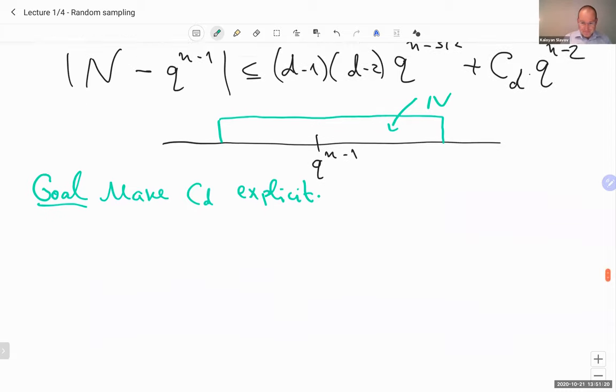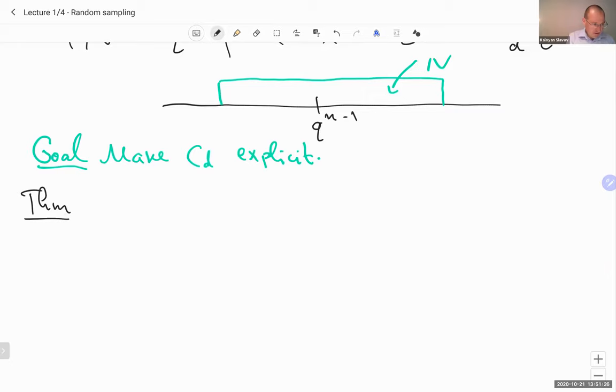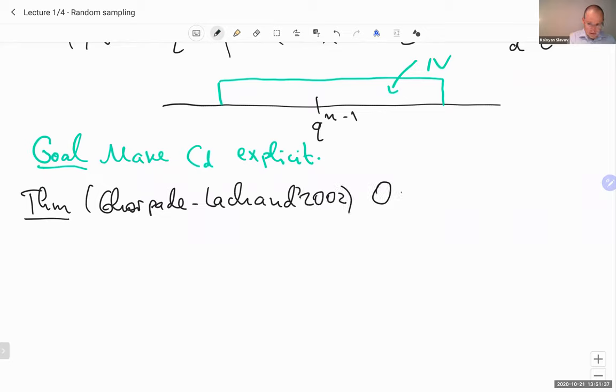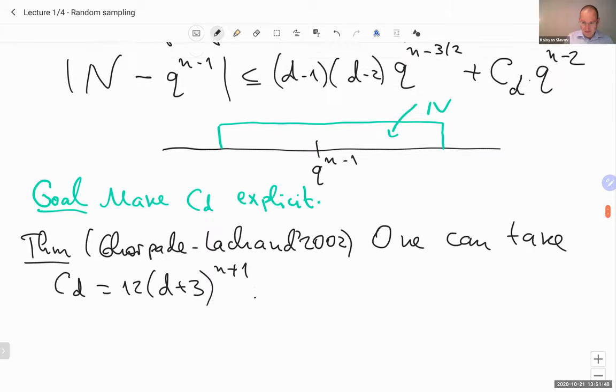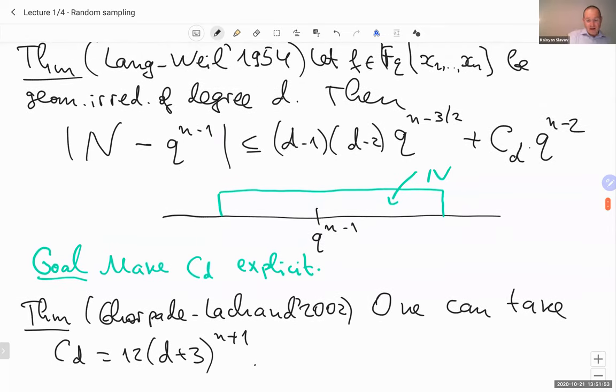Theorem, Ghorpade and Lachaud, 2002. One can take CD to be 12 times (D plus 3) to the n plus first power. CD is polynomial in D like this. Now, the bounds before Ghorpade and Lachaud were very bad. They were like exponential in D.